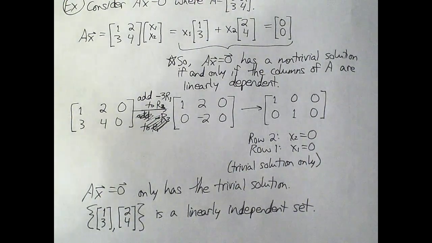Sometimes we'll casually talk about this, be a little bit more informal, and we might say something like, those vectors are linearly independent. If I said those vectors are linearly independent, you know that what I really mean is the set containing those vectors is a linearly independent set. Okay?